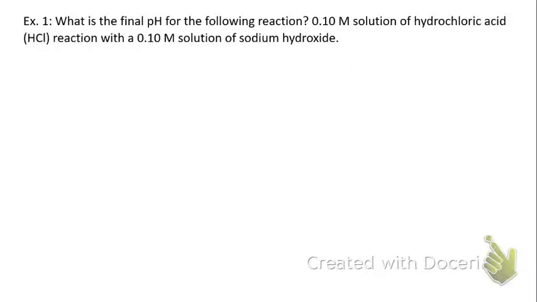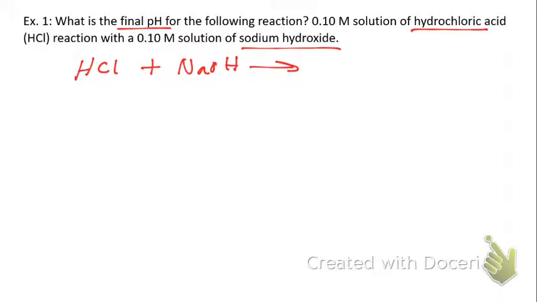So here we have a reaction between a strong acid, hydrochloric acid, and sodium hydroxide. And they want us to calculate the final pH for this reaction. Well, we know that hydrochloric acid and sodium hydroxide react in a 1-to-1 ratio to form water and the salt sodium chloride.